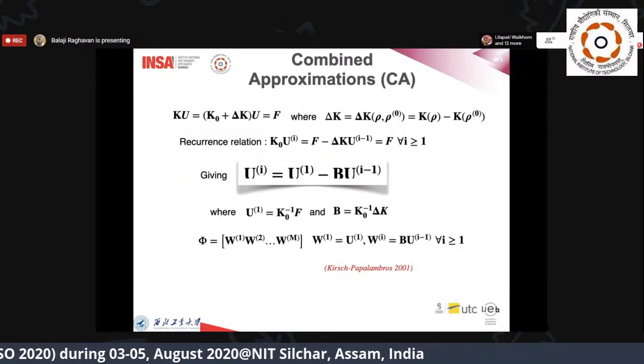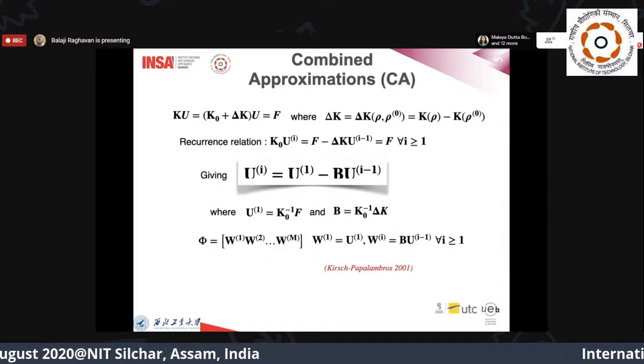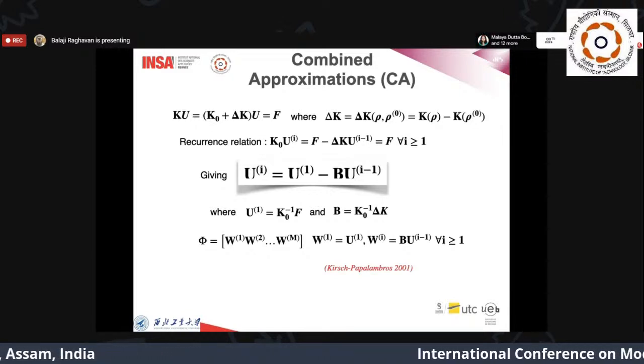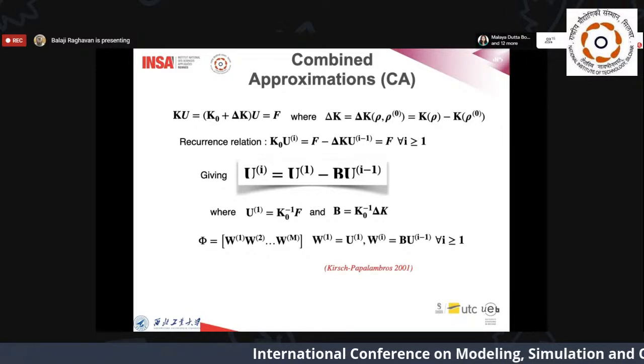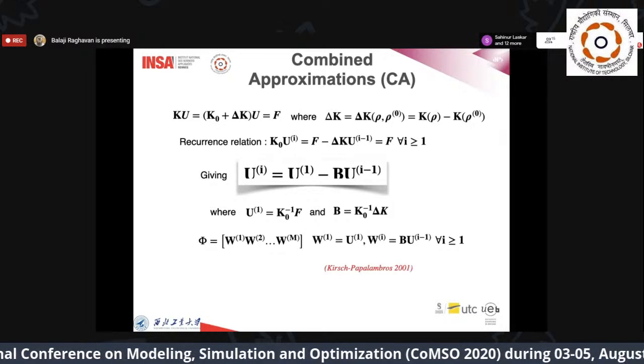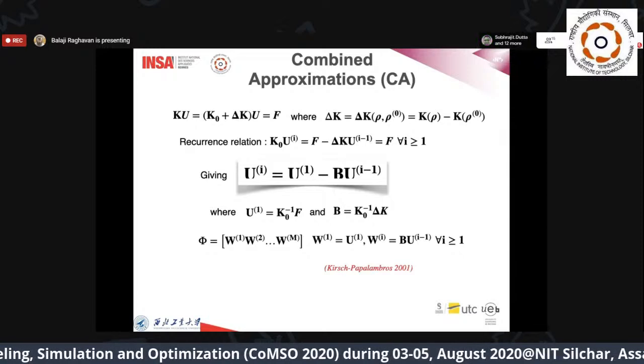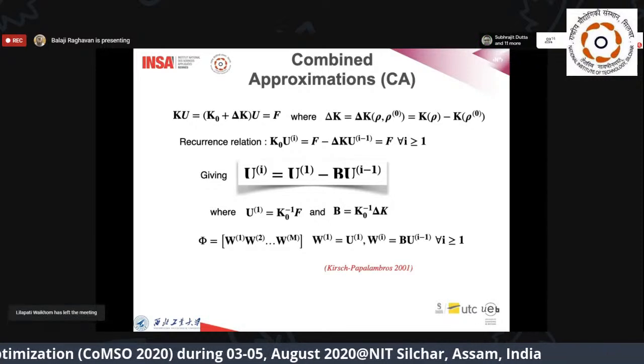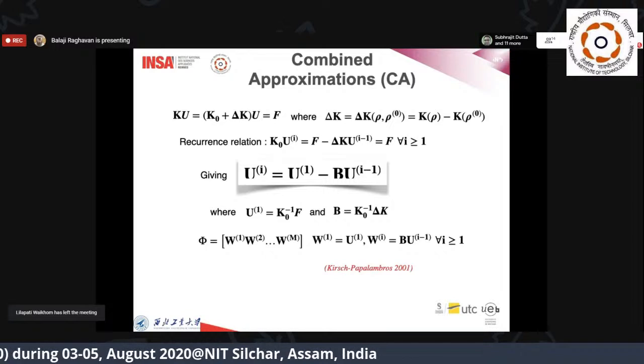Just a nod to the combined approximation method, which was presented by Kirsch in 2001, and actually stood the test of time. It was used for close to 10 years. I think now the so-called reduced order modeling is gaining traction because of the popularity of machine learning approaches.